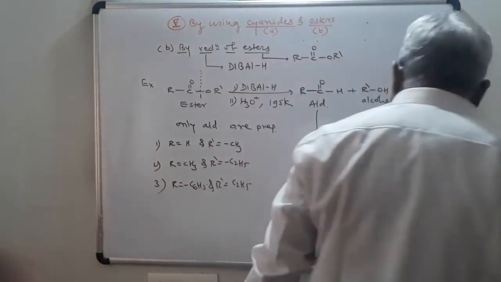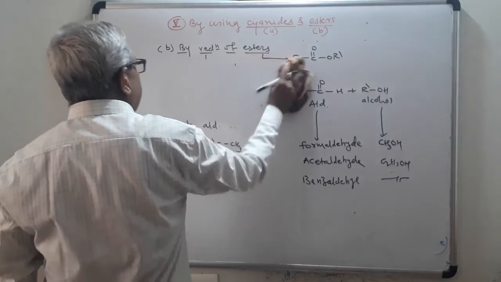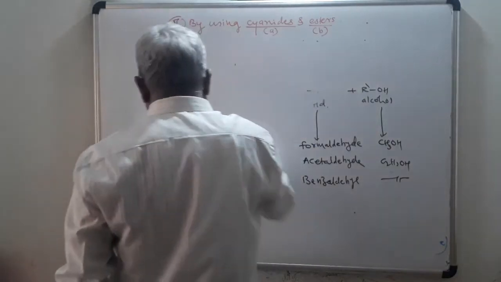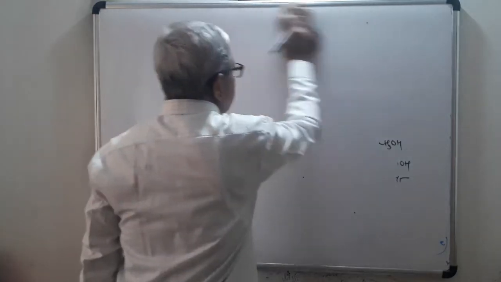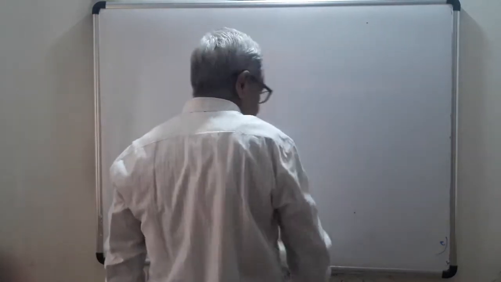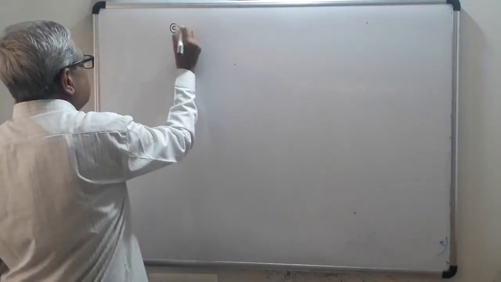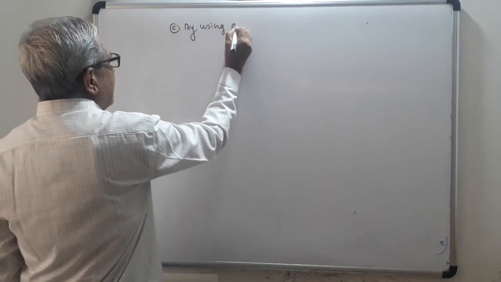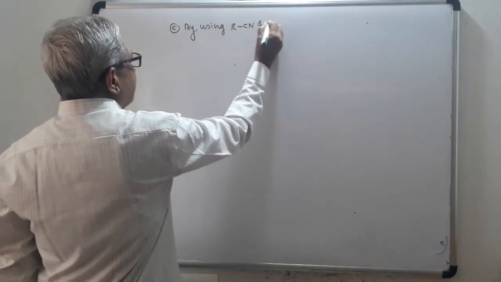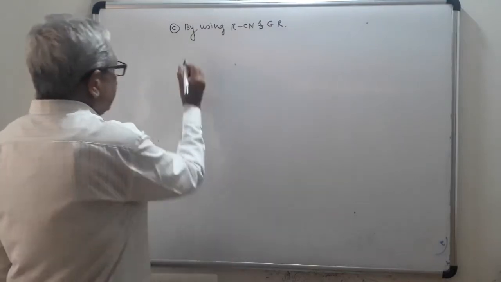Now again see the second part, by using cyanide and Grignard's reagent. One additional part is here, by using cyanide and Grignard's reagent. This is your part C, by using cyanide and Grignard's reagent. See the general reaction.